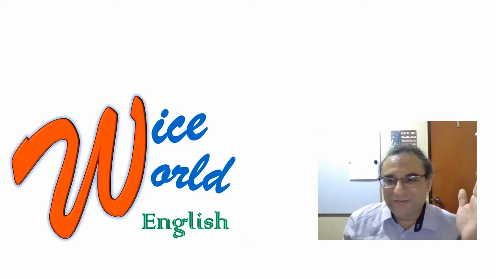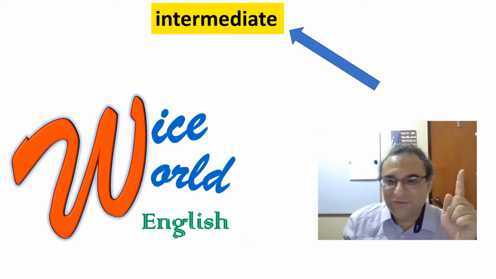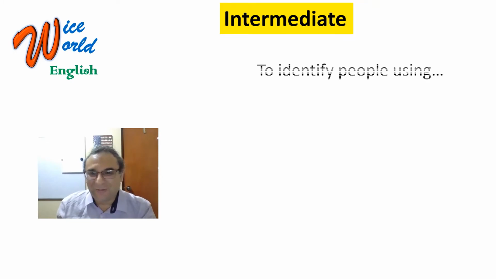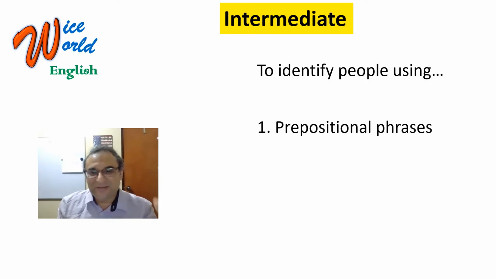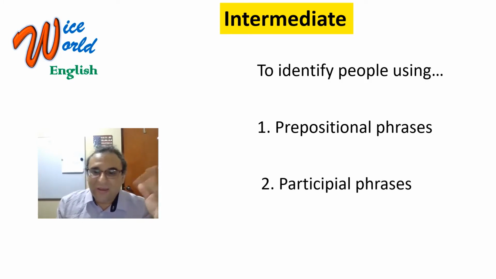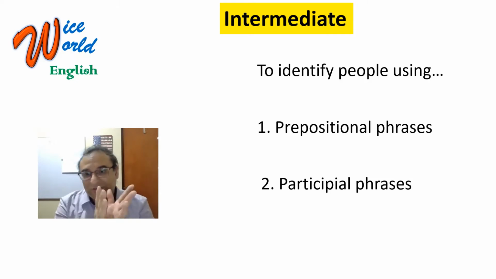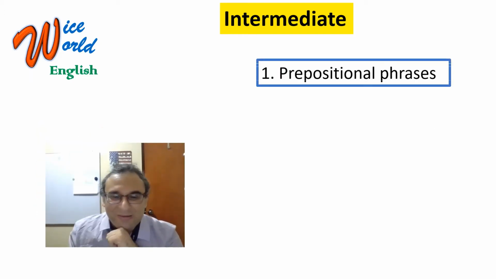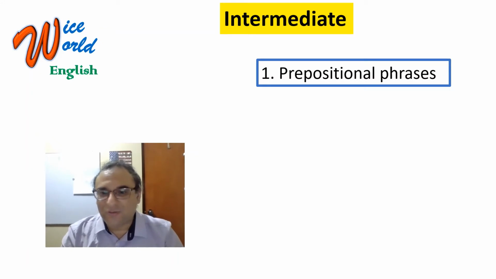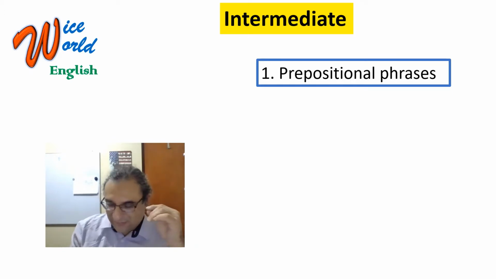And today we have a very interesting topic to talk about for intermediate. Today we're going to practice how to identify people using prepositional phrases and participial phrases. In other books you might find the name adjective phrases, but that's the same, right? Actually, today we're gonna practice prepositional phrases because this video is part 1 of 2. So let's go. Remember, we are gonna practice how to identify people using prepositional phrases.